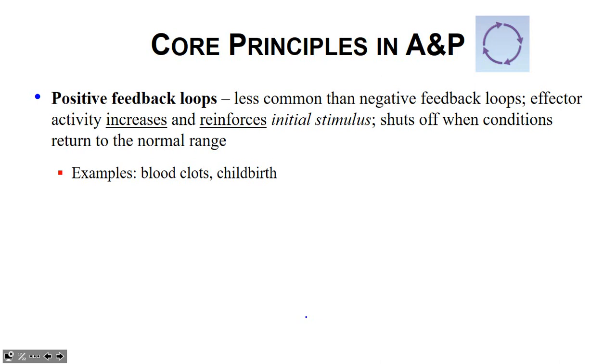Well, if negative is corrective, positive is doing the complete opposite. Positive's job is to make an action bigger and bigger and bigger until we get something happening really quick. Where negative is a corrective mechanism, this one's going to create a big change in a really quick amount of time. Blood clotting and childbirth are the two best examples of positive feedback loops.